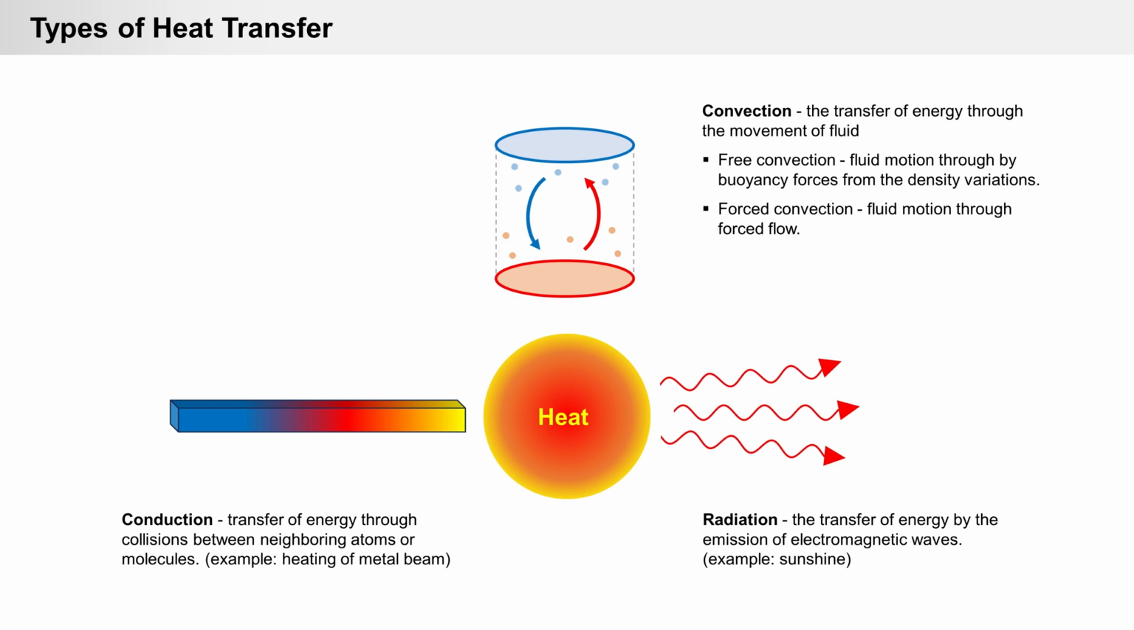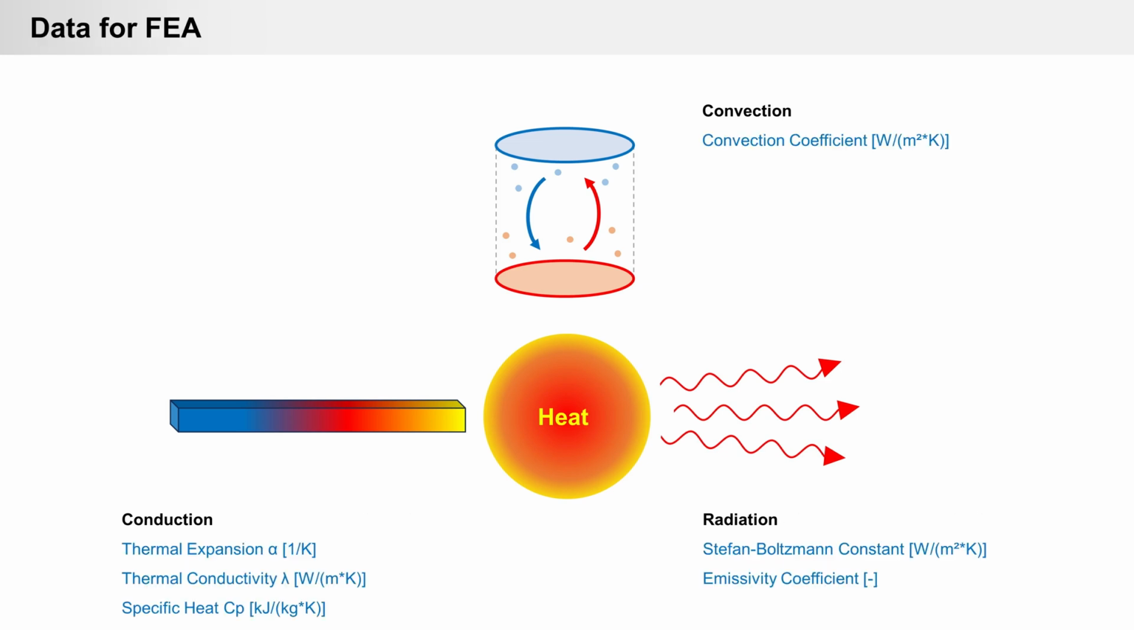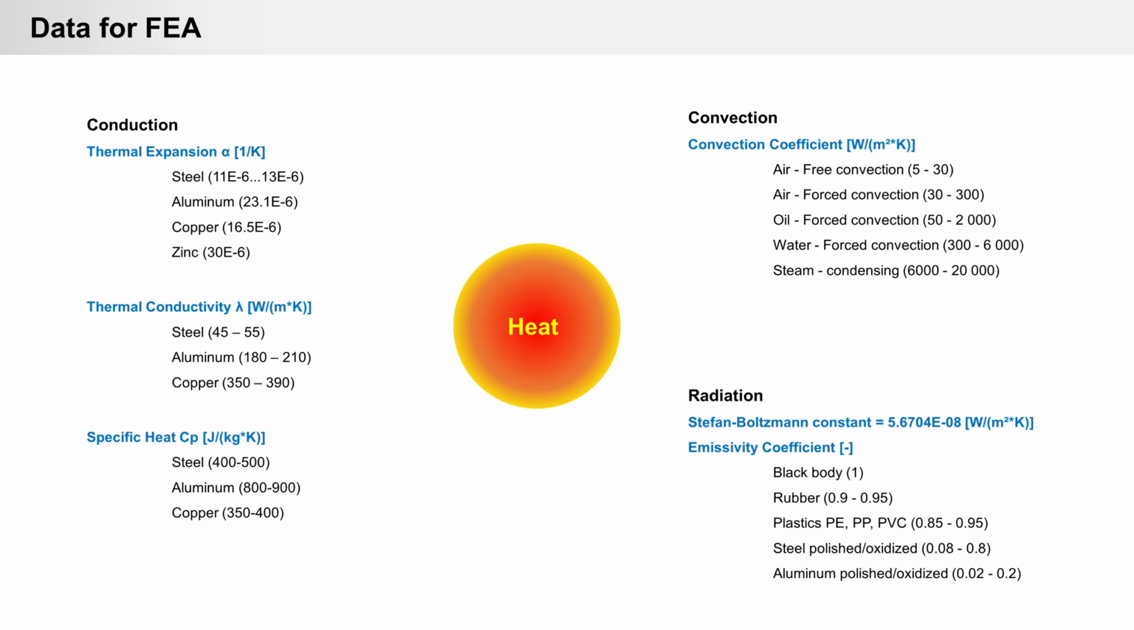A typical example is sunshine. For every type of description, we need physical constants. For conduction, values of material: thermal expansion, thermal conductivity and specific heat. For convection, we need the convection coefficient, and for radiation, the Stefan-Boltzmann constant and the emissivity coefficient. Any data for conduction, convection and radiation you can see here.